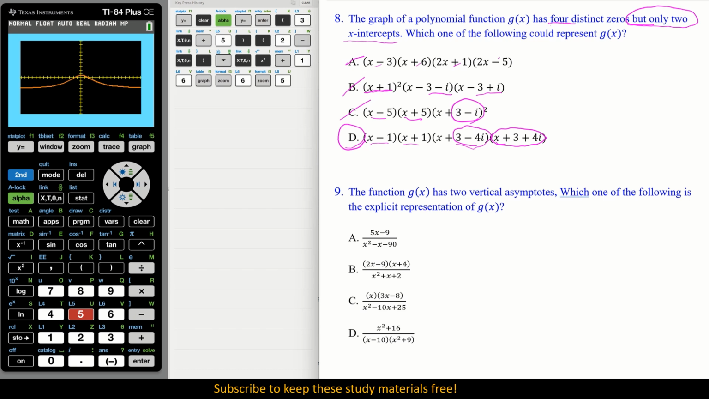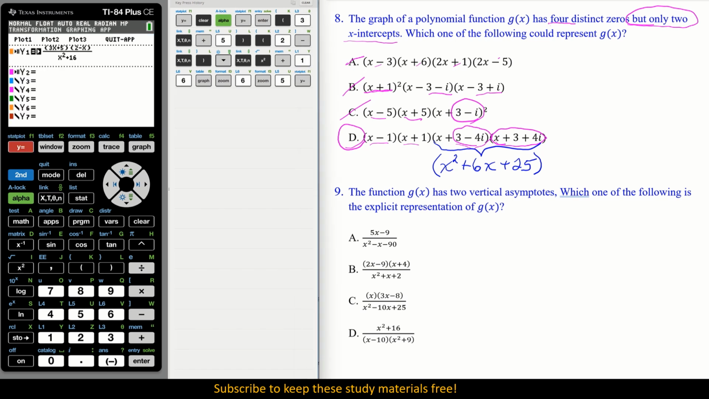Now, I know for a fact that this will work, and we could even graph this because I've done the math, and I know that if we FOIL these last 2 parentheses, we have x squared plus 6x plus 25. Now, you could verify that for yourself. But let's put that in the calculator because that's really what we're doing. We know the answer to the question. What we're doing for this question is using our calculator to make sure that we are on the right track.